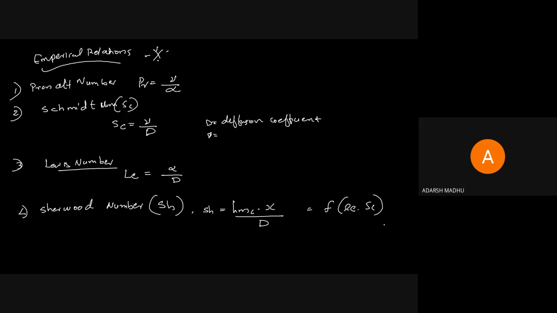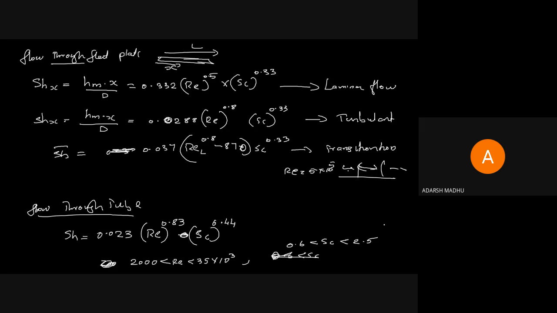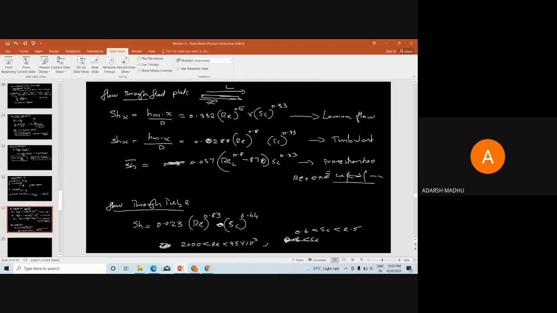Okay, the relations are the Prandtl number, PR equal to mu by alpha, Schmidt number equal to mu by D, Lewis number equal to alpha by D, Sherwood number equal to HMC into X by D. X is the length, the distance of flow along that particular cylinder. And there are Sherwood number equations for laminar flow, turbulent flow, and the transition region. When the flow is through a pipe, meaning a tube, the equation is 0.023 into RE raised to 0.83 into SC raised to 0.44. I will show you this equation in the data book.